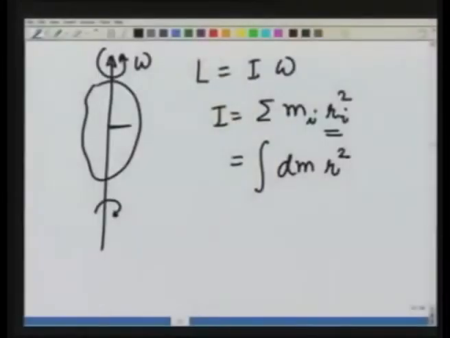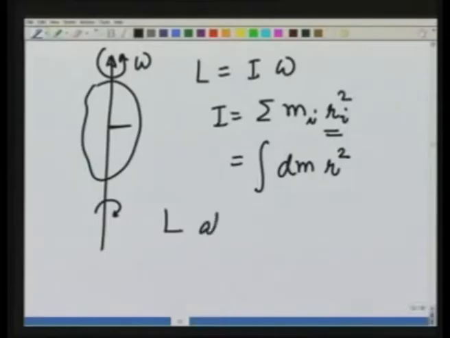So, with this I am now going to illustrate a few things regarding angular momentum, considering this definition of L about a fixed axis.